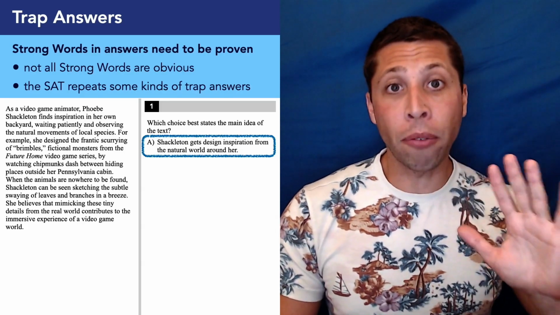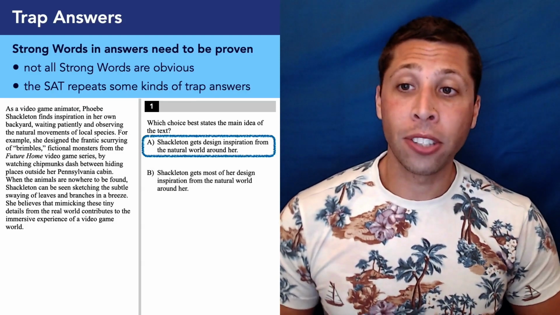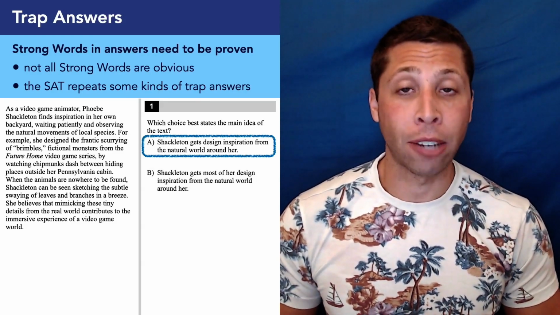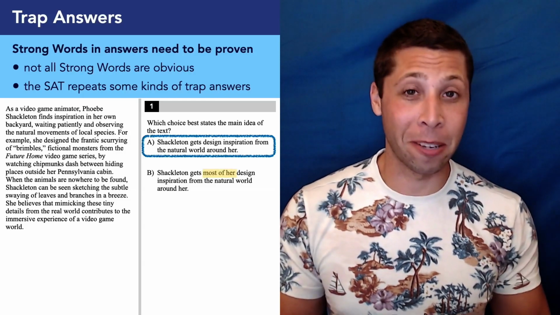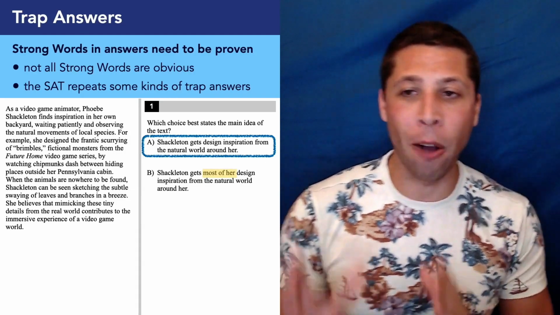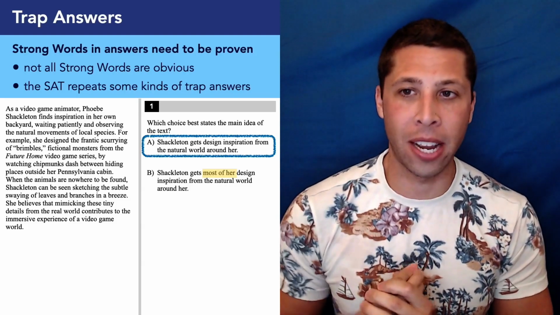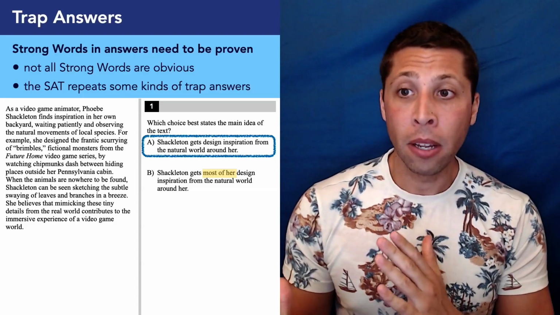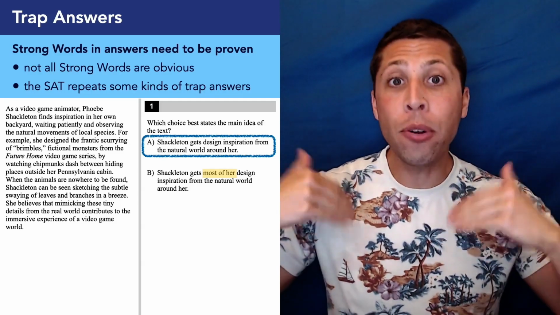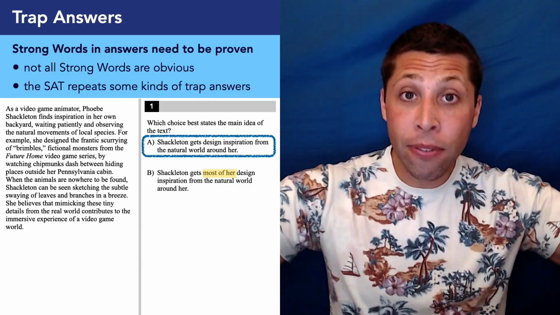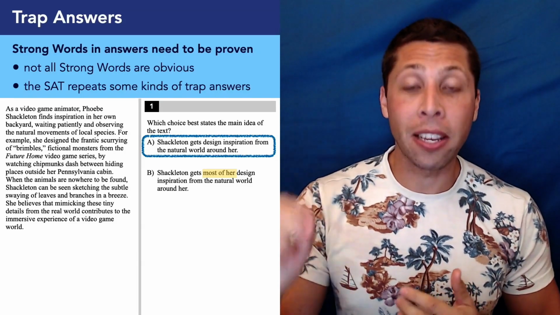So let's start with a really simple change to choice A. Choice B. Shackleton gets most of her design inspiration from the natural world around her. So this really wouldn't happen on an SAT where you'd have choices that are this similar, but for this purpose of making a point, I want to show you what happens when we add in just these three words, most of her design inspiration. So for many people, if they had choice B on a test, and not choice A, just choice B, they would read choice B as if it were basically saying choice A. They wouldn't notice any difference. But there is a difference, a big one.